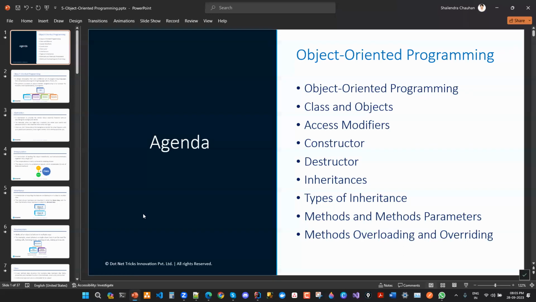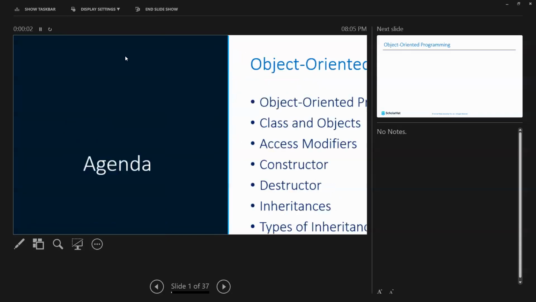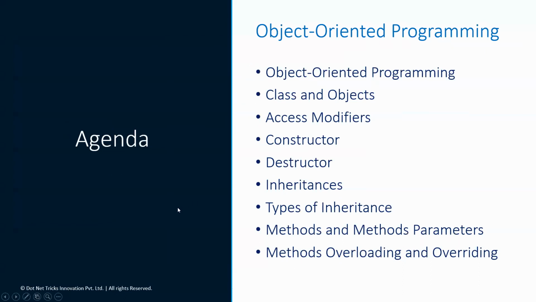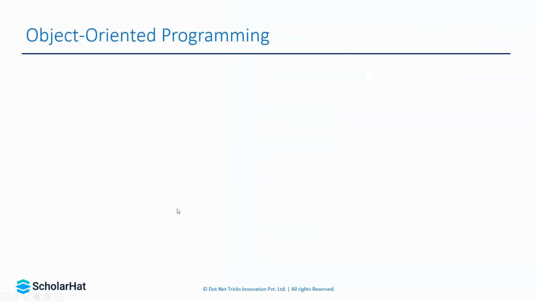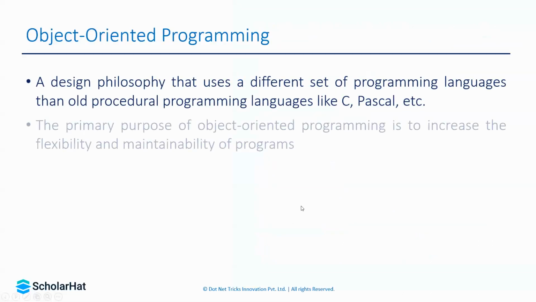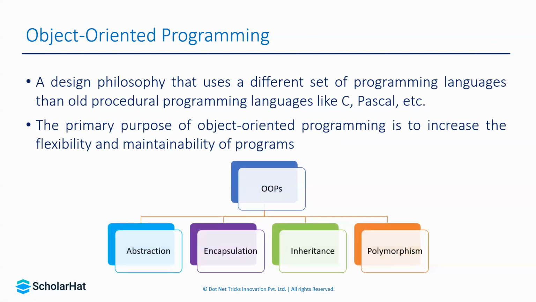So now let me first cover the theory part, then I will come to the hands-on one. So please take the notes. When it comes to object-oriented programming, the main objective is to increase the flexibility and the maintainability of a program.